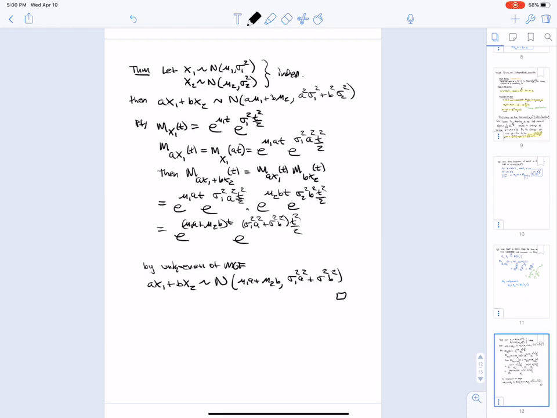So the moment generating functions just multiply. I know those moment generating functions. I plug them in. I rearrange things. And I can see that this is exactly the moment generating function of a particular normal. In particular, I can just read off what the parameters are. I can see that the mean is mu1 a plus mu2 b, and the variance is sigma 1 squared a squared plus sigma 2 squared b squared.